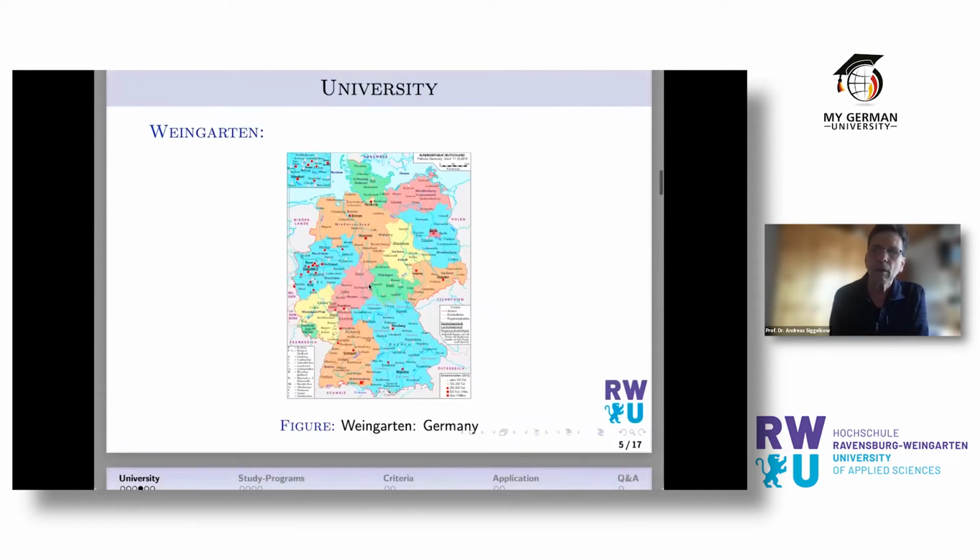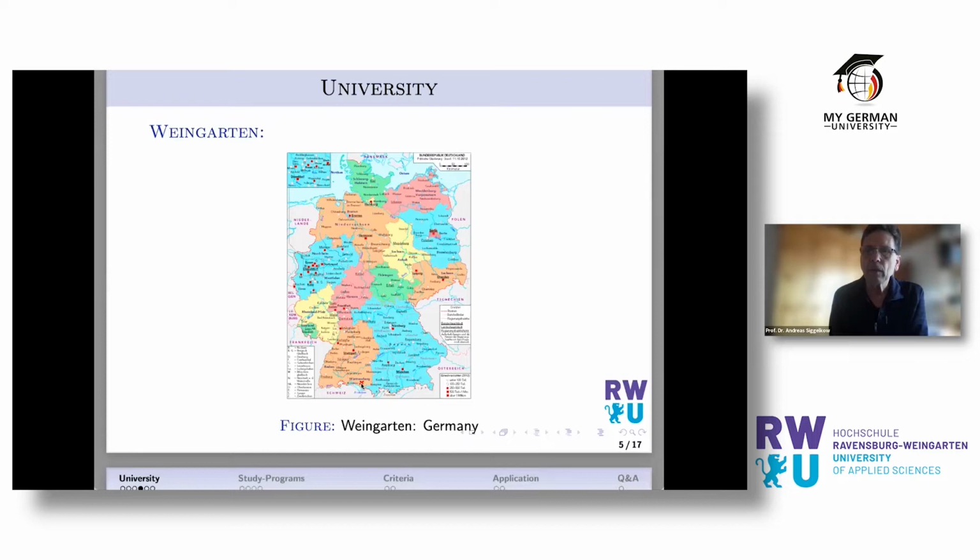As already shown, here is another map, a special map of Germany. Weingarten is in the far south of Germany, near Lake Constance. Lake Constance is shared with Switzerland and Austria, in the south of Germany. This shows you a little of Weingarten and Ravensburg. You have good opportunities to do some sailing in your leisure time on Lake Constance. This is a famous thing down there.